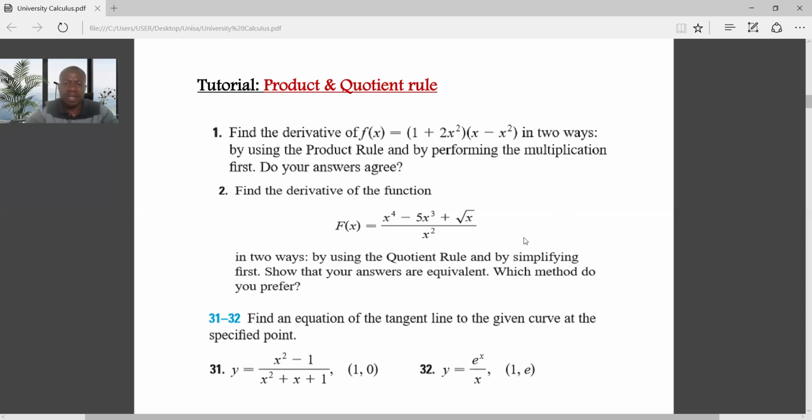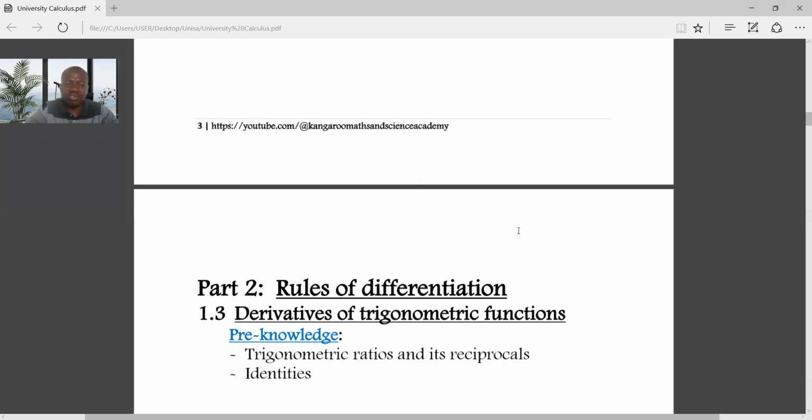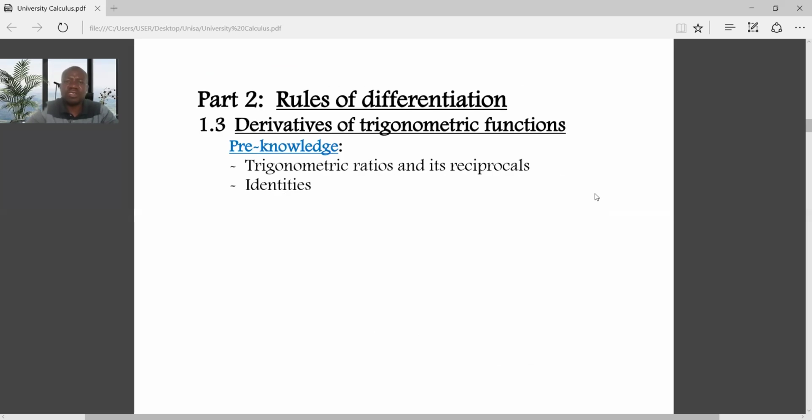Right now, however, in part 2, we'll be talking about the derivative of trigonometric functions. How can we find the derivative of trig functions? For example, if we have y equals sine x, we want to know what is the derivative of y with respect to x of sine x. Obviously, we'll be proving that the derivative of sine x equals cos x. So we'll be talking about this, ladies and gentlemen.